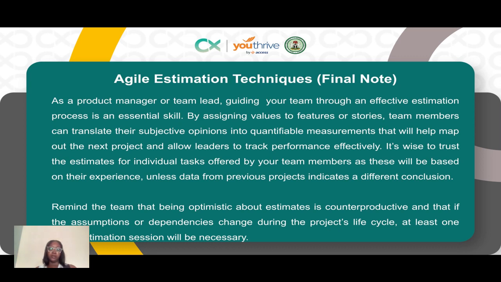Now, as a product manager or lead, guiding your team through an effective estimation process is an essential skill. And by assigning values to features or stories, team members can translate their subjective opinions into quantifiable measurements that will help you map out the next project. Agile estimation technique. The purpose of using estimation techniques in agile work environments is just so you're able to estimate effort, estimate time that your product task will need, which essentially helps you manage your backlog effectively and manage your sprint effectively and help you plan out your next project. So it's very crucial to the product development stages.